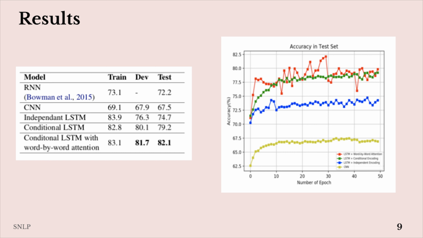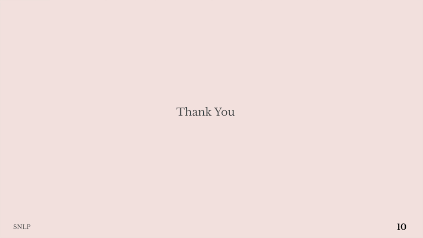Using word-to-word attention increased the accuracy again on top of conditional encoding. However, more hyperparameters in the attention model led to the zigzag pattern in the plot as it became harder to train and generalize. This was our project.